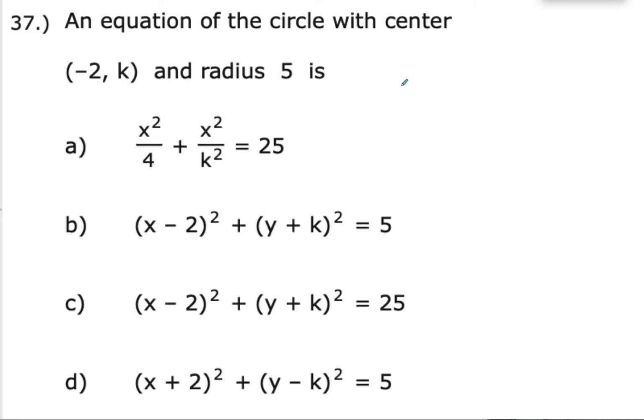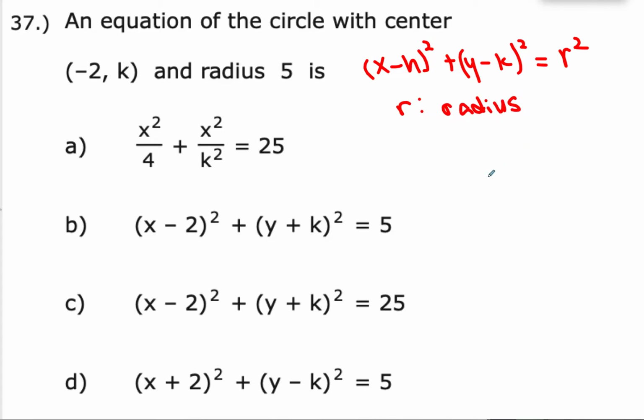An equation of a circle with this one as the center and the radius is 5. So how do you get the equation? I want you to remember the equation of a circle is x minus h squared plus y minus k squared equals r squared, where r is the radius, and h comma k is the center.